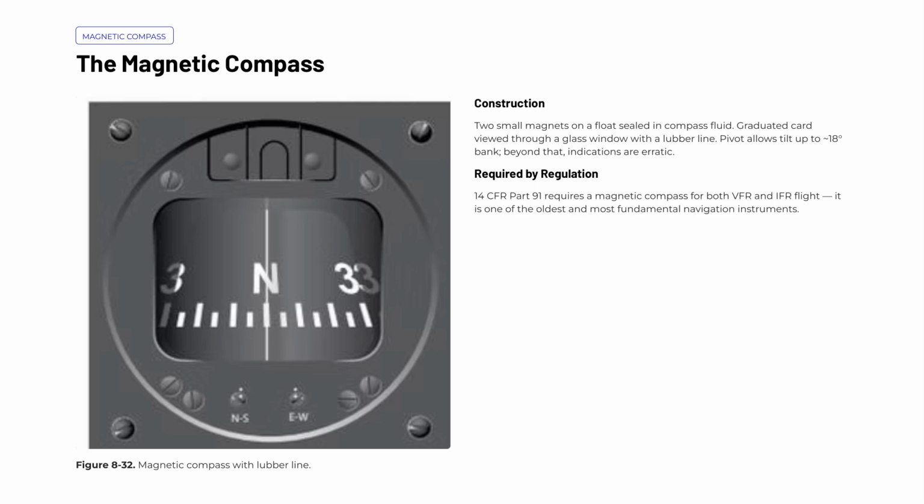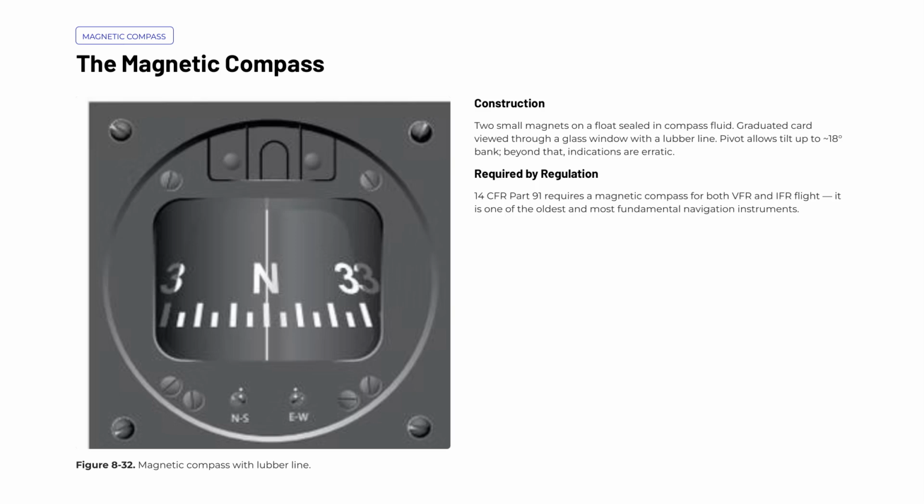In terms of construction, the compass consists of 2 small magnets attached to a float, sealed inside a housing filled with compass fluid. That fluid dampens the movement of the card and reduces vibration. The graduated compass card is read through a glass window, and a fixed lubber line marked on the housing serves as your reference for reading the heading.